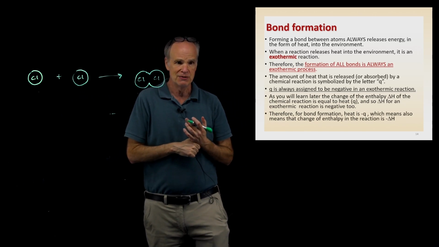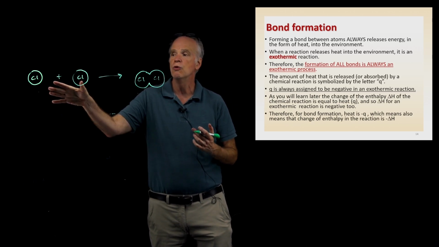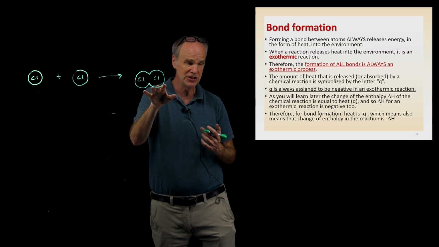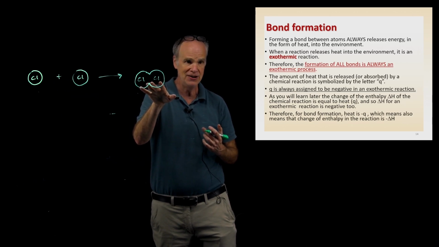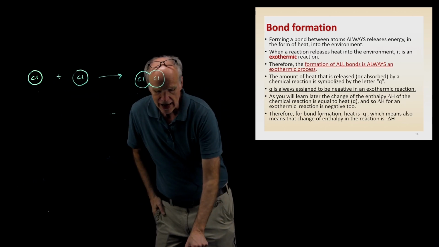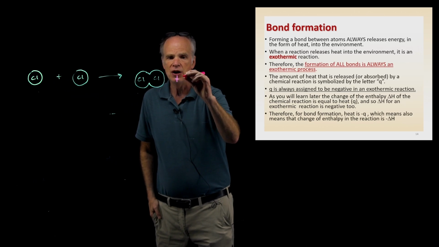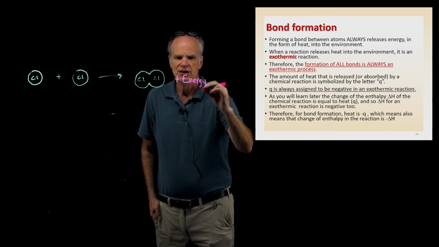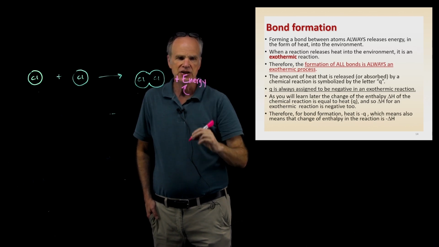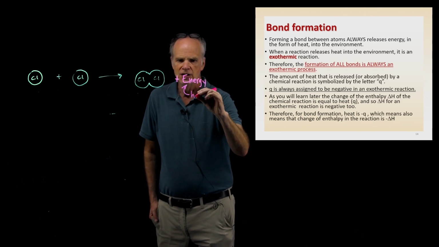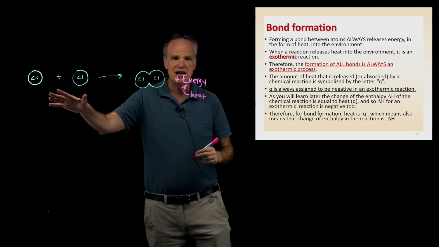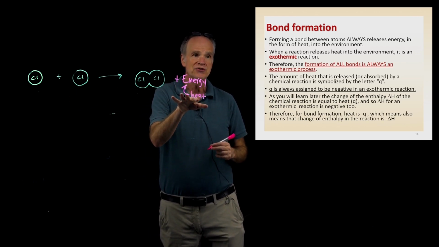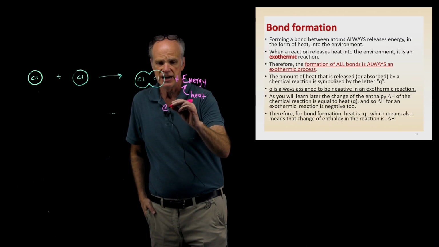Now, there's something very important that you need to understand. Whenever you take free atoms and you stick them together to form a bond so that you get a molecule, you will have energy in the form of heat that is released. So this is energy that is released in the process in the form of heat. This chemical reaction of taking two free atoms and forming a molecule is going to be an exothermic reaction.